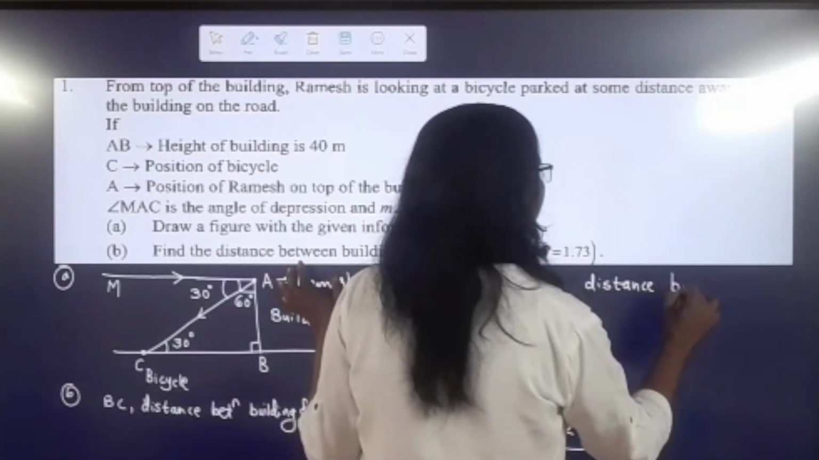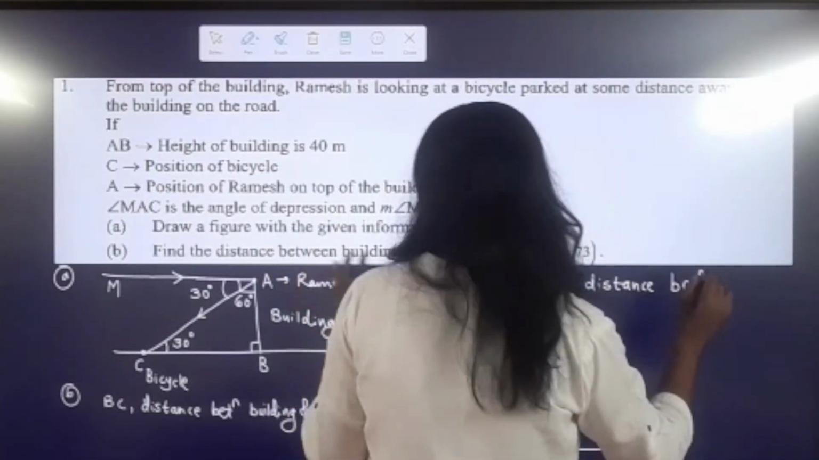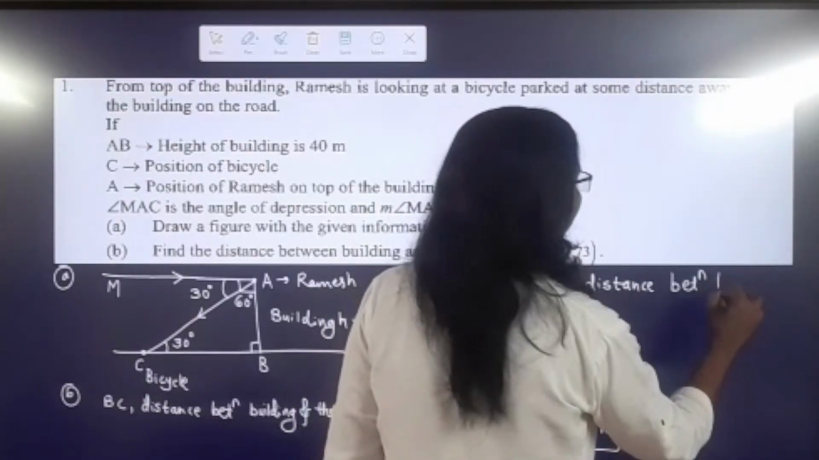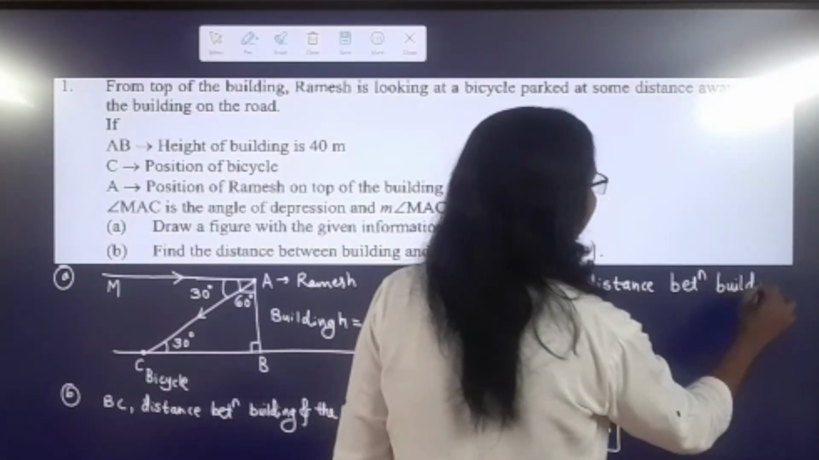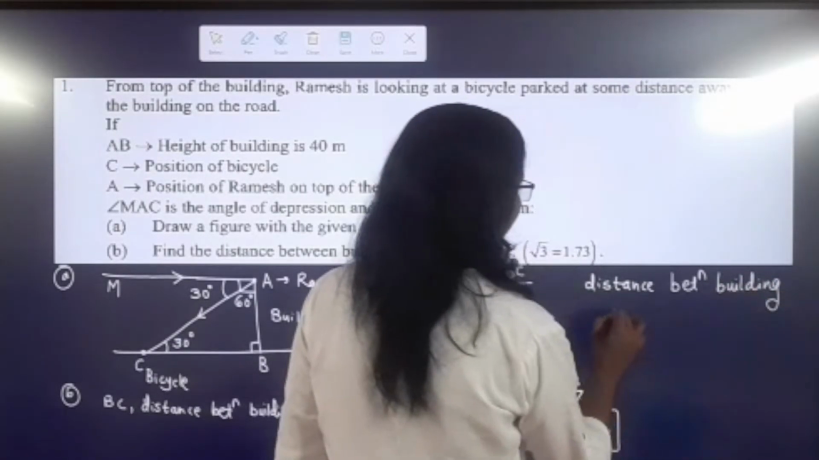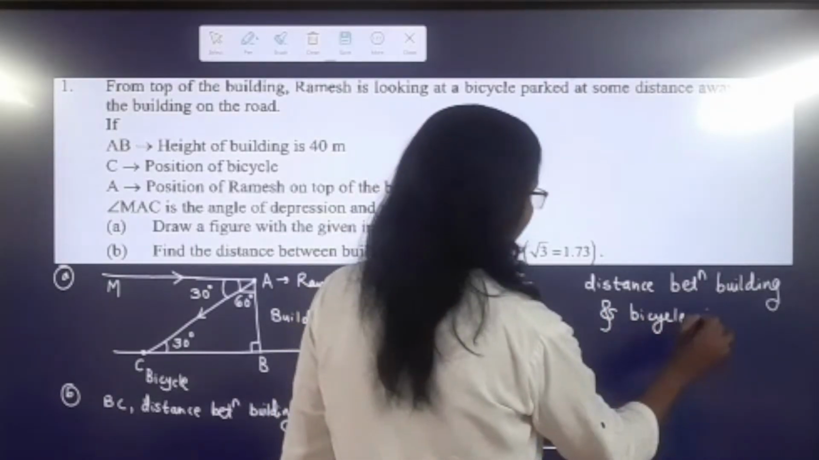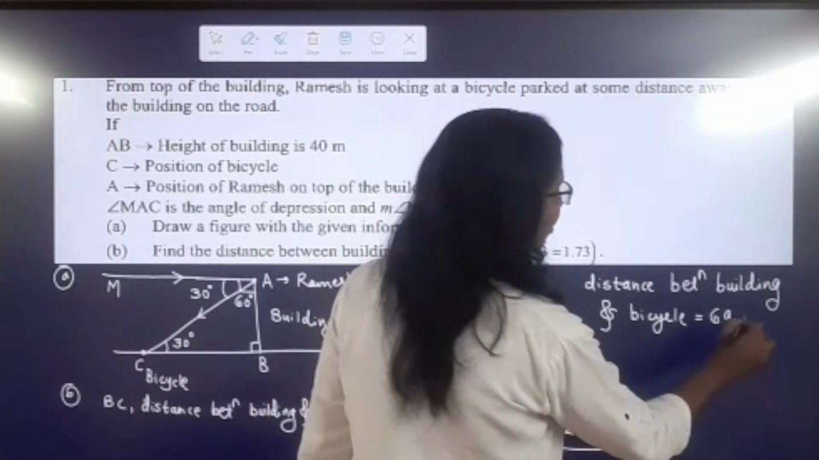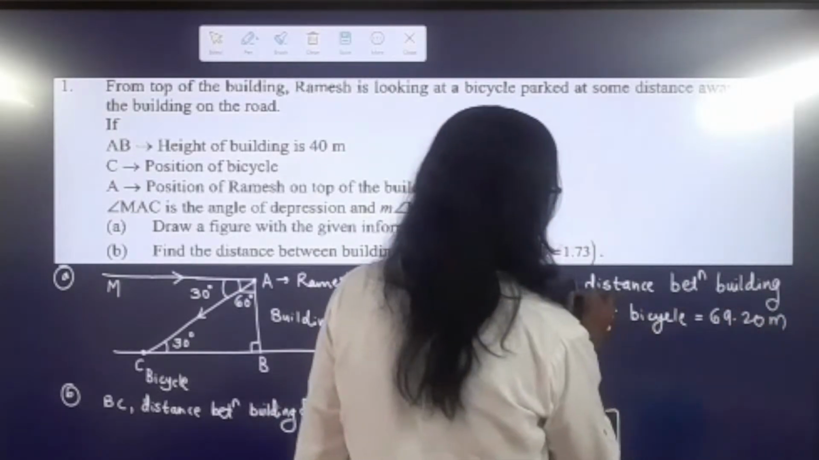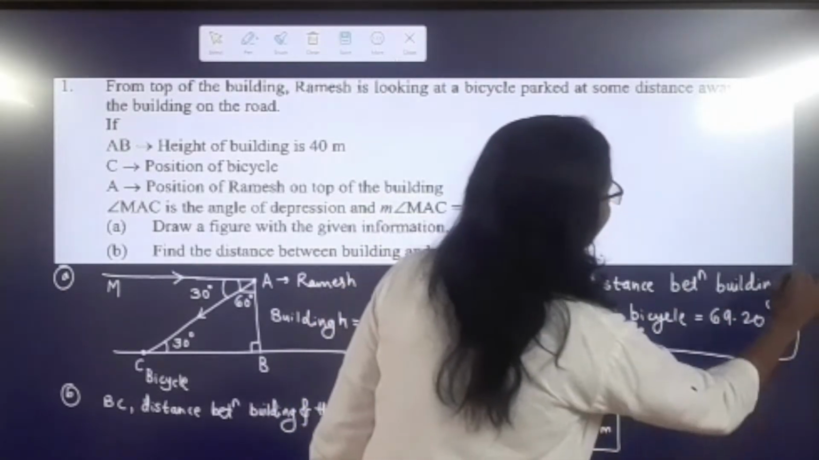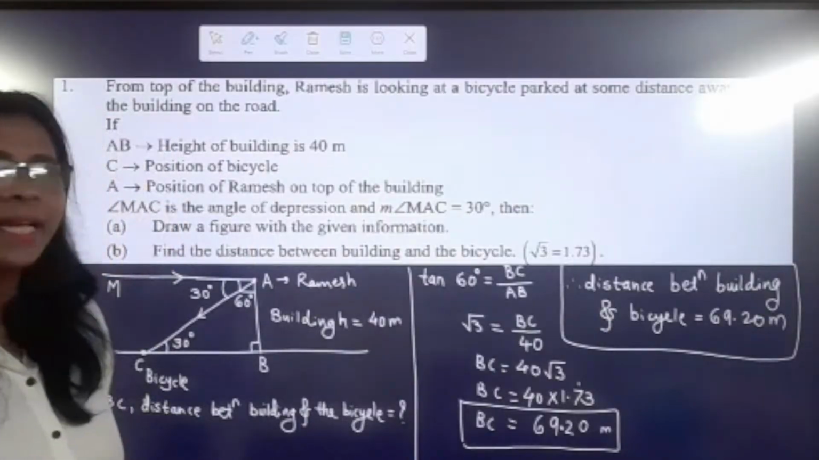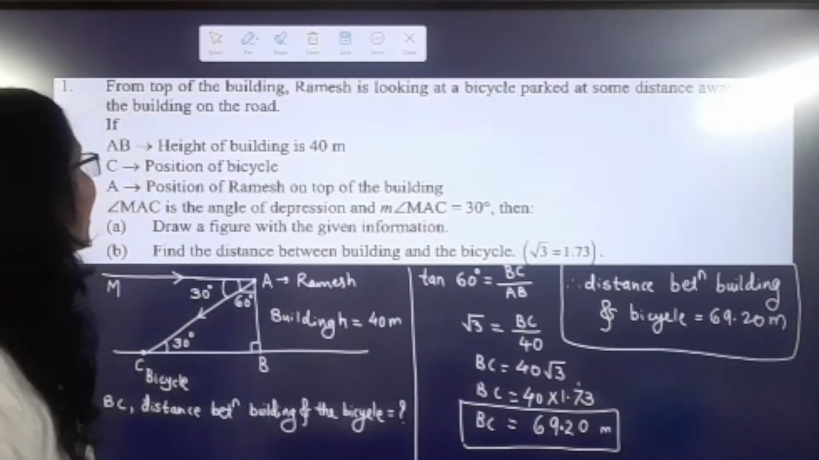Distance between building and bicycle, that is equal to 69.20 meter. Okay, students, such a way we can write down.